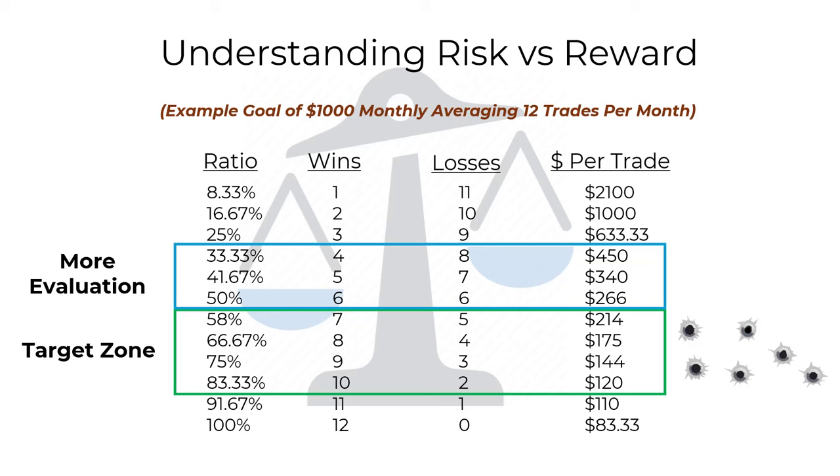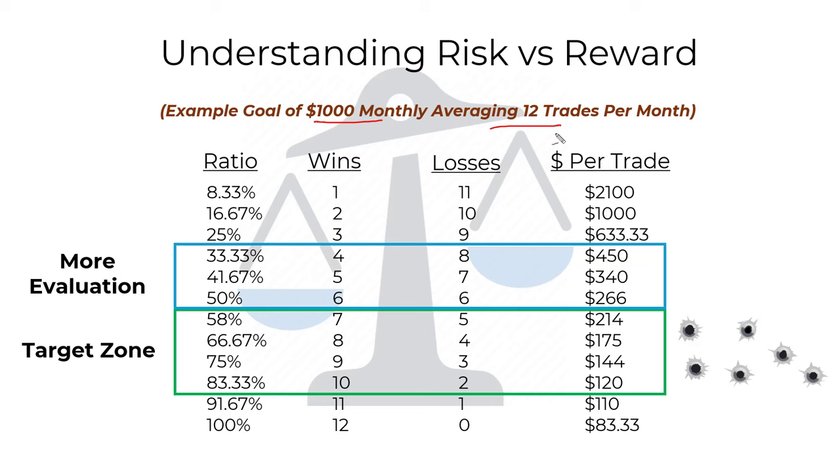Okay. So let's take a look at this here. And let me show you what I mean by why it's important to understand what your win-loss ratio is and to pay attention to your win-loss ratio. So first off, in this example, I'm saying we have a goal that we want to make $1,000 a month. Now, I don't know, that may be too small, that may be way bigger than you can think right now. $1,000 a month. Boy, I've never come close to that. But we have to start someplace. So $1,000 a month, that's what I'm gonna shoot for. And I'm gonna say, truthfully, honestly, average about 12 trades a month.